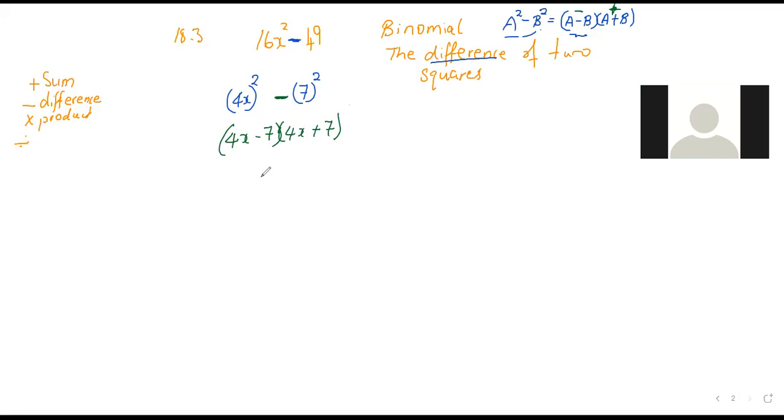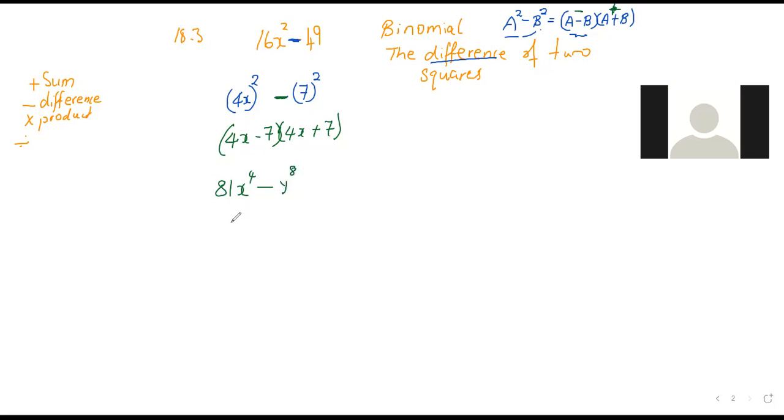I want us to do the other one here. Another example of difference of two squares, which can be 81x to the power of 4 minus y to the power of 8.